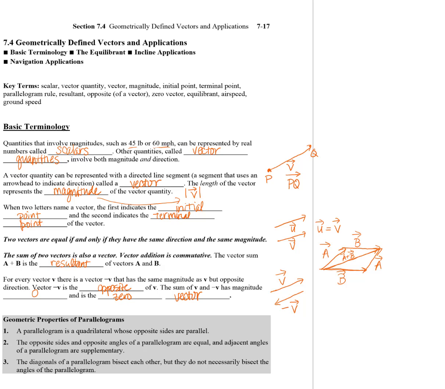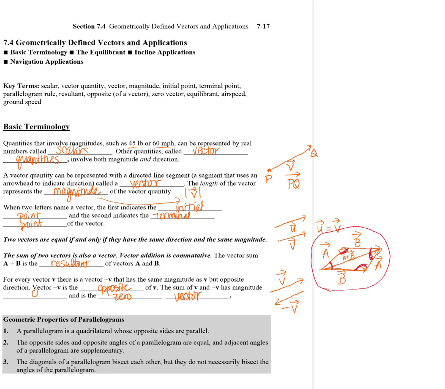Geometric properties of parallelograms. When you're adding vectors together, you can use a parallelogram to draw that. A parallelogram is a quadrilateral whose opposite sides are parallel. You can see that here. We have a parallelogram. Opposite sides are parallel to each other. Number 2, the opposite sides and opposite angles of a parallelogram are equal. This angle is the same as this measure. This angle measure has the same measure as that one.